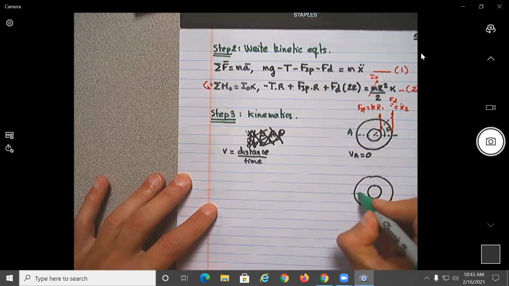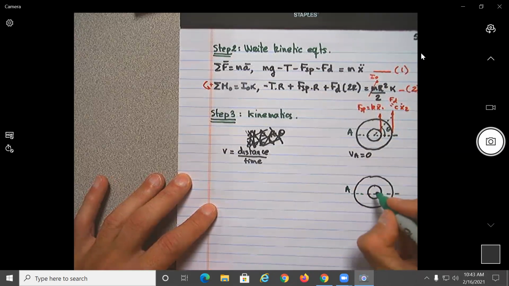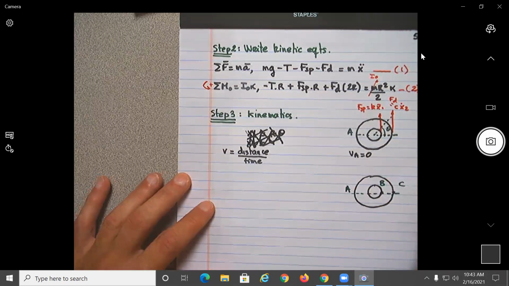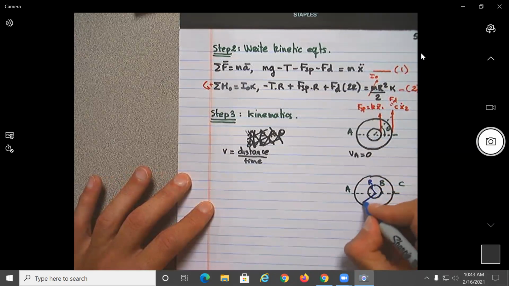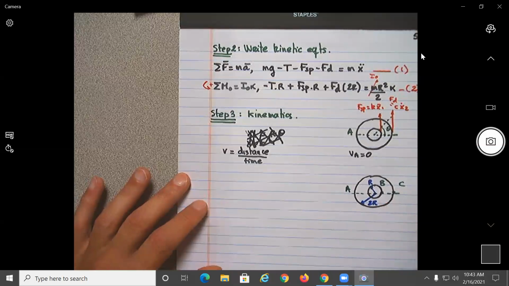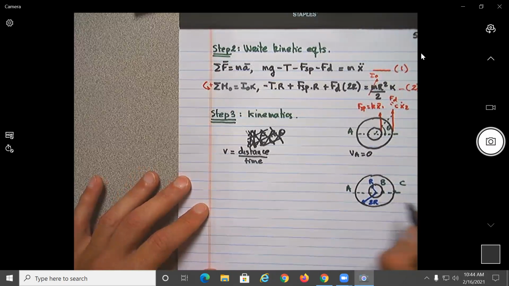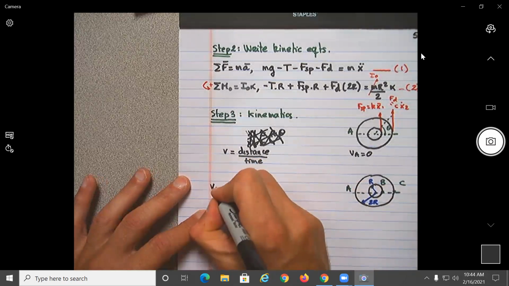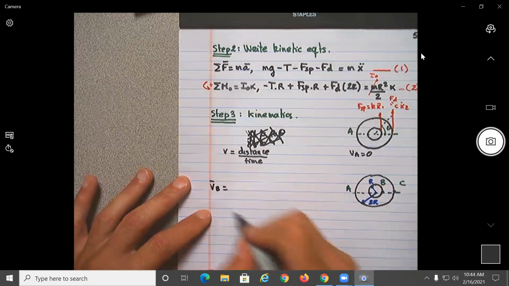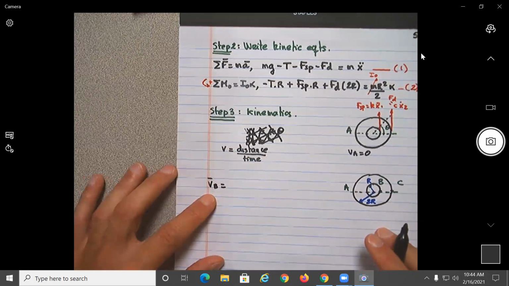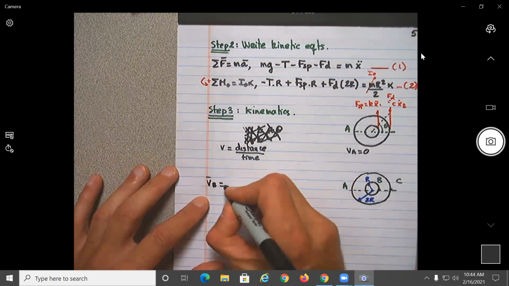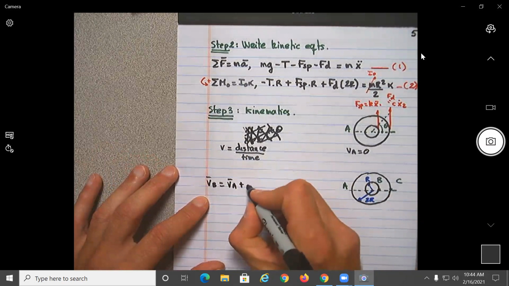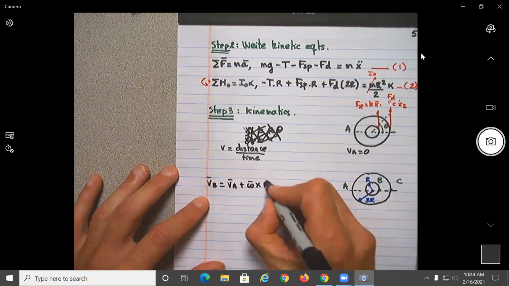So this will be point A, this will be point B, and this will be point C. Okay? And we know this is R and 2R. All right? So what is the velocity of point B from point A? And this will be like going to dynamics. I'm going to give a lot more details than I should, but I don't think it's going to hurt. Velocity of B would be equal to the velocity of A plus omega cross R of B with respect to A.